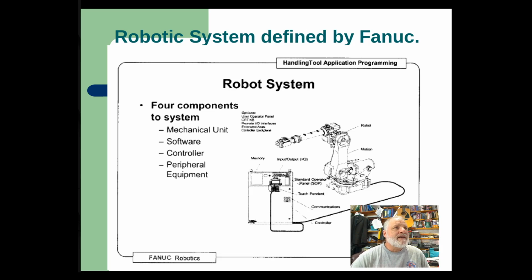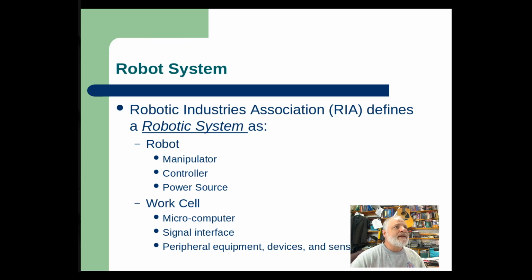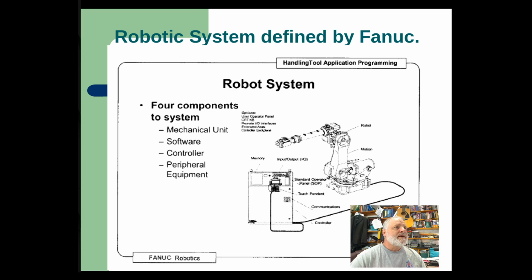FANUC, on the other hand, adds the software as a major component. Okay, so if we look back, we see that the RIA basically defines the manipulator or the robotic arm, and then the controller, and the software actually runs or is found within the controller, and then the power source. FANUC doesn't really separate the power source, but they have the mechanical unit or the manipulator arm, and then the software, and then the controller, and then all the other peripheral equipment.